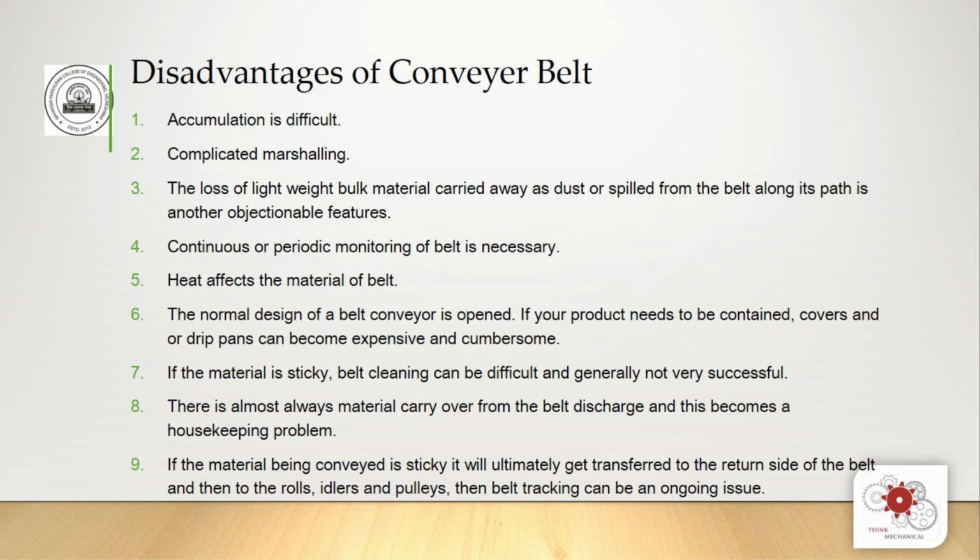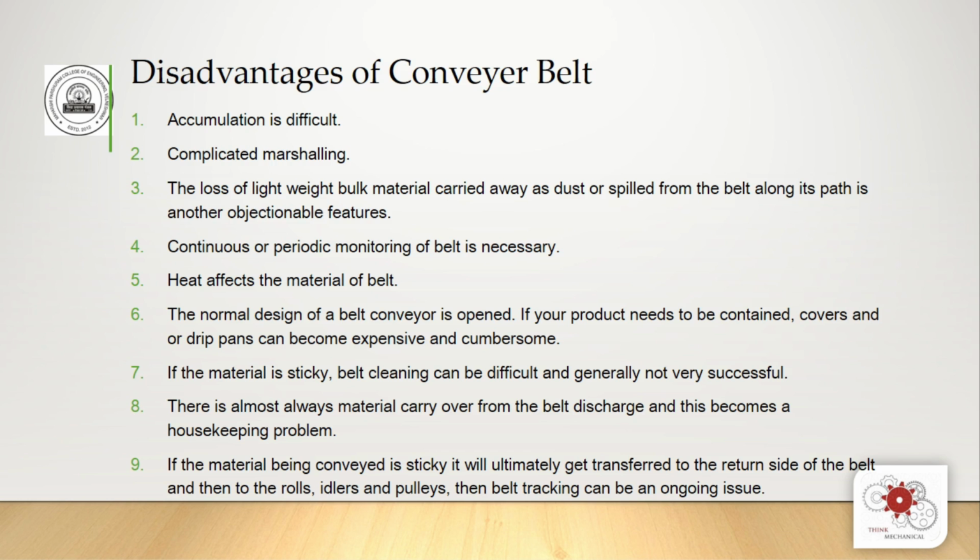First is that accumulation is difficult. That means you cannot use the conveyor system for storage. Then it is complicated in marshalling. Then the loss of lightweight bulk material carried away as dust or spilled from the belt along its path is another objectionable feature. Then continuous or periodic monitoring of the belt is necessary.